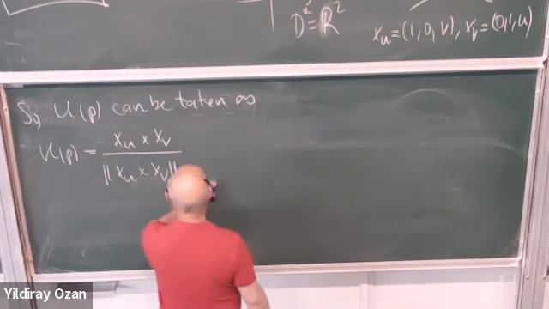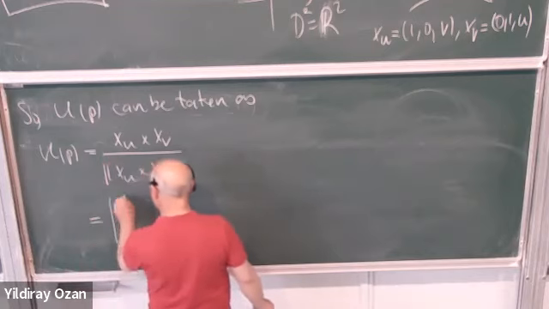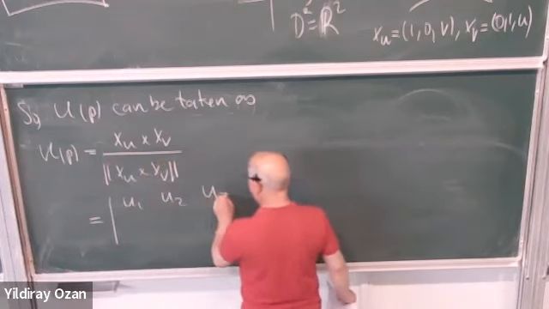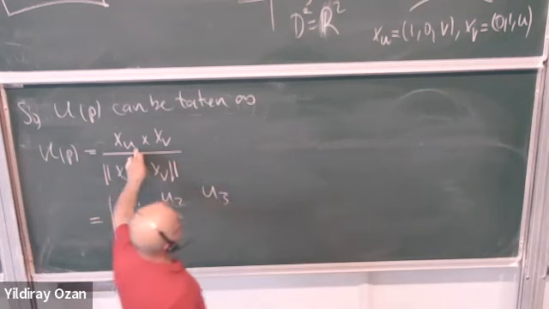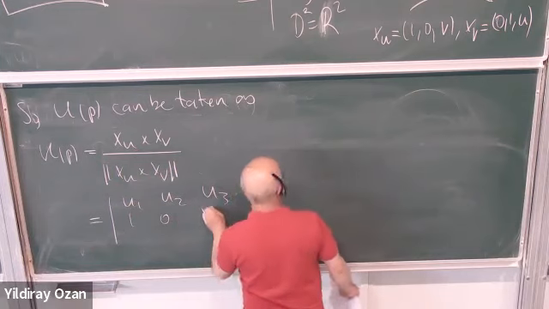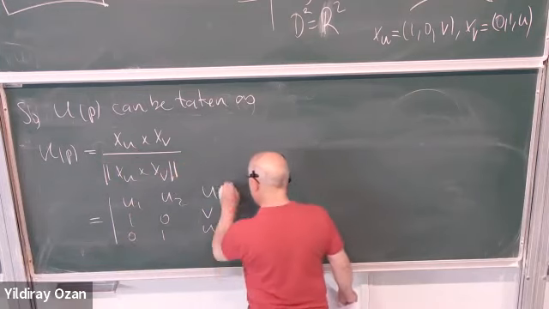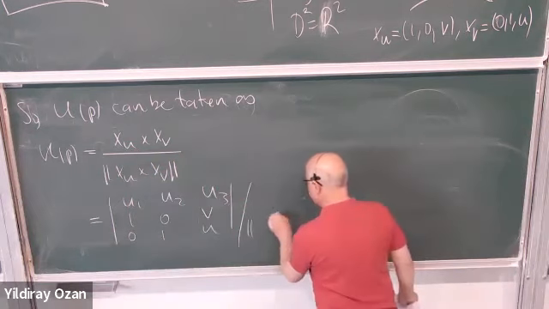And what is that? So u1, u2, u3. X sub u is just 1, 0, v. X sub v is 0, 1, u. And I will divide it by its length.